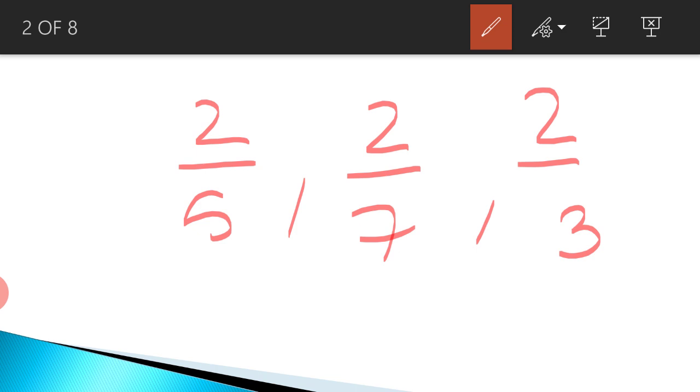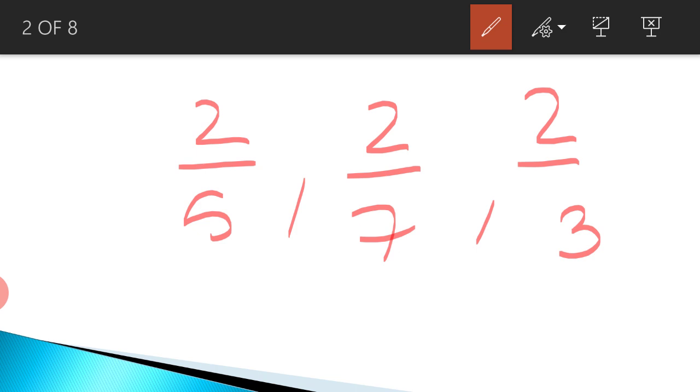So here if you observe, the numerators are same. So these are special type of unlike fractions in which numerators are same. Now if this is the case, we can compare the fractions without doing any calculation. Is it okay? Now how can we compare?